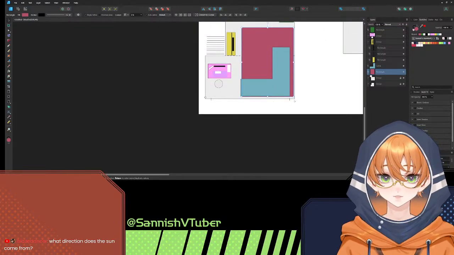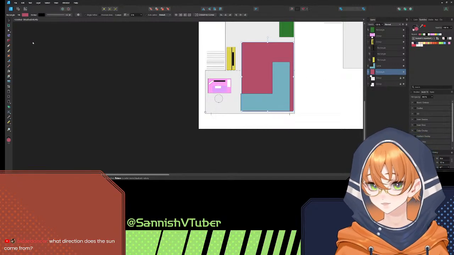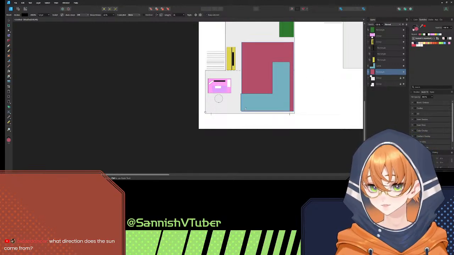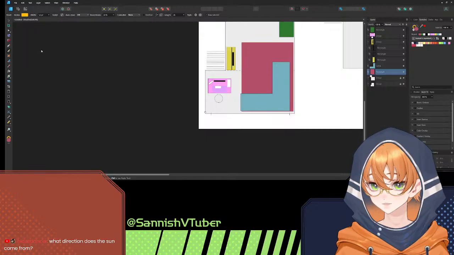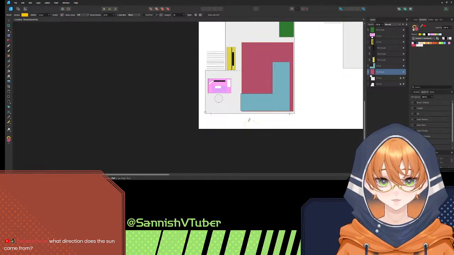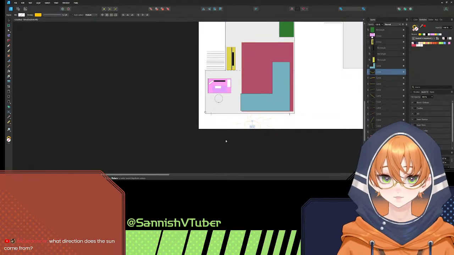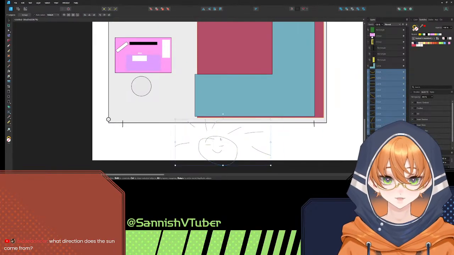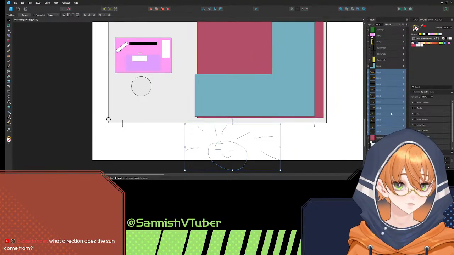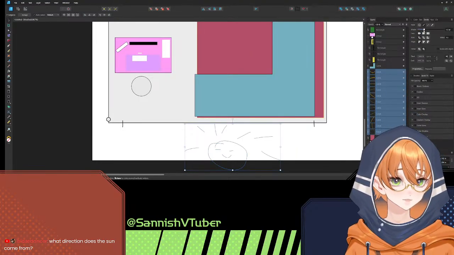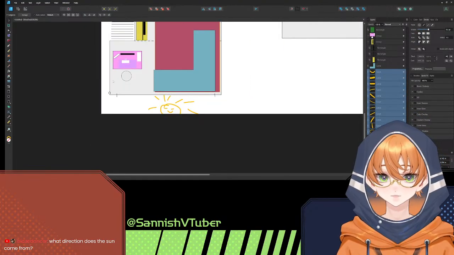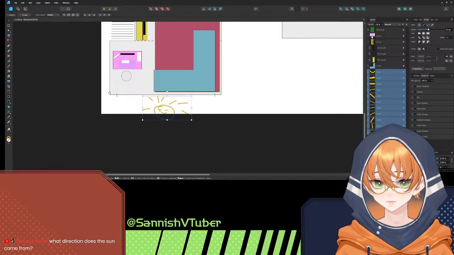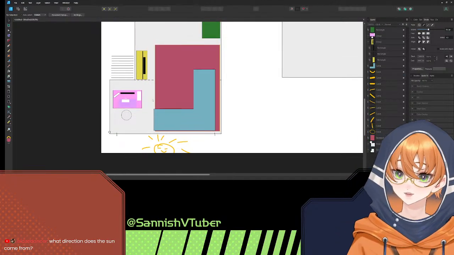South facing. So true north is depicted here. Here we go. Here we have a sun. Why can't I just change the stroke size from here? Stroke. There's the sun. Put that there. It's south facing, so south facing windows.